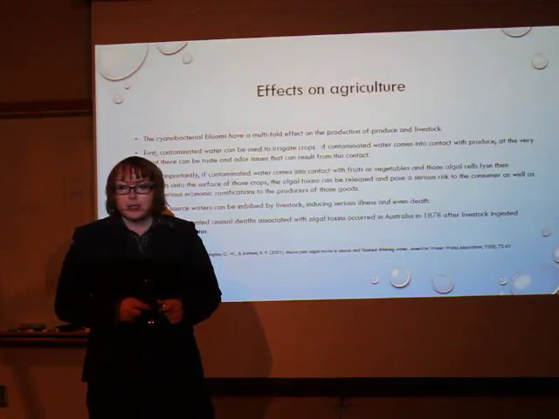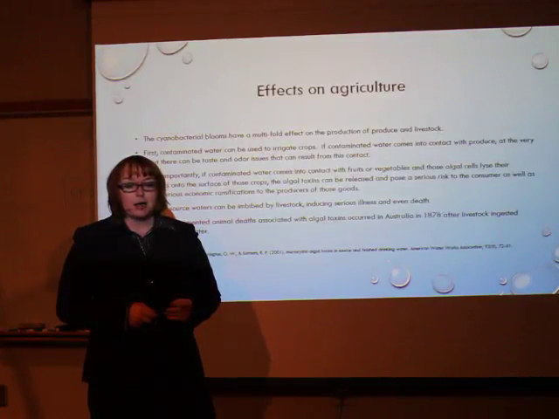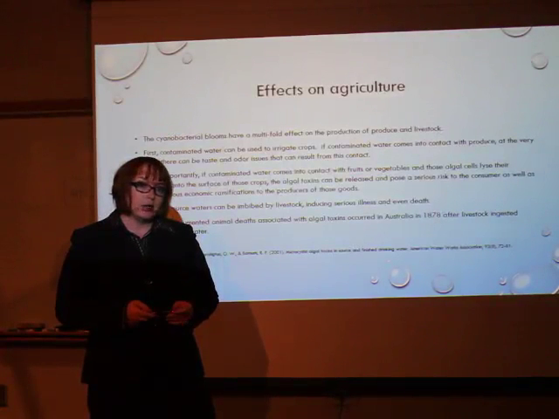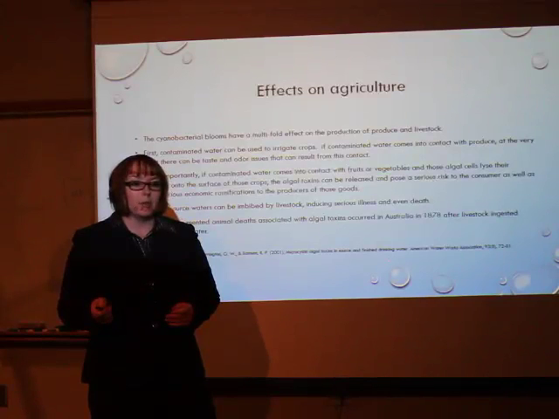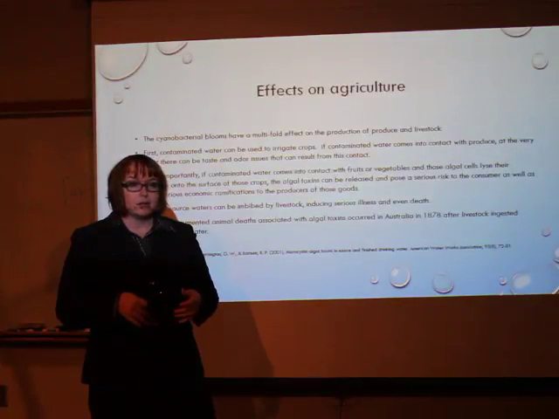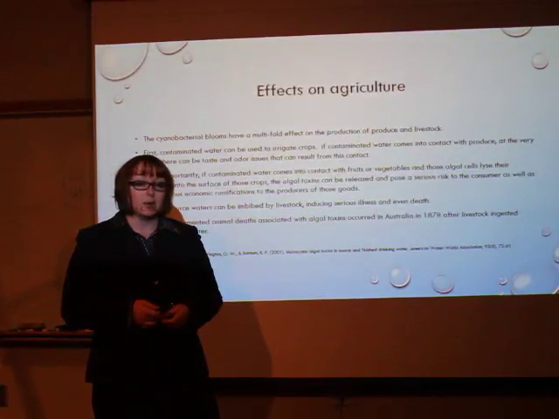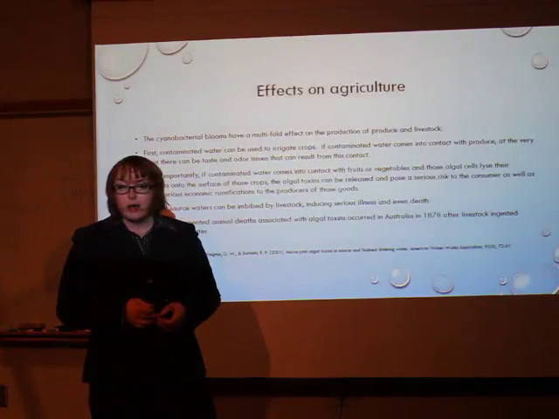Cyanobacteria have a multifold effect not only on humans but also on the production of livestock. Contaminated waters can be used to irrigate crops, and once those cyanobacterial cells are sprayed on the foliage or on the dermal tissue of fruits and vegetables, those cells can lyse, releasing toxins which can then be ingested by livestock or humans.